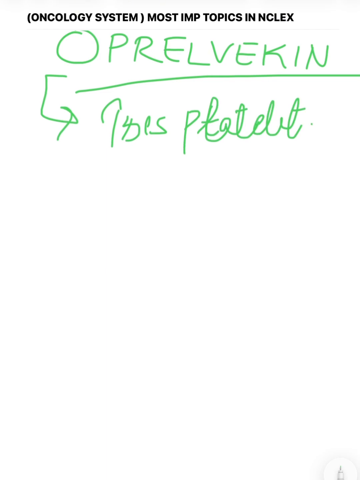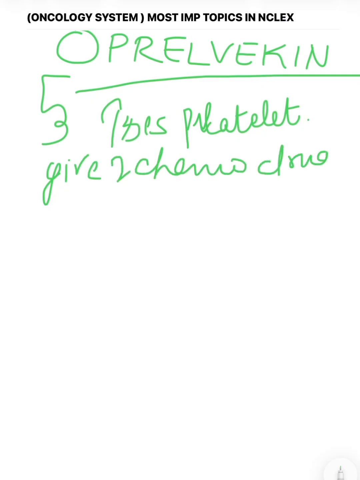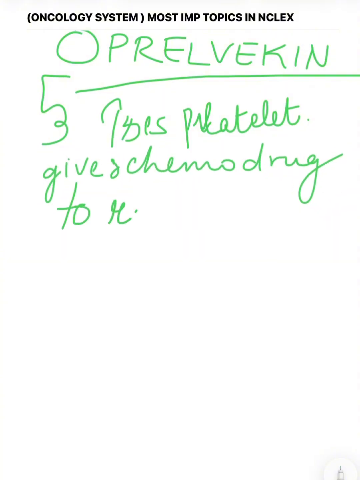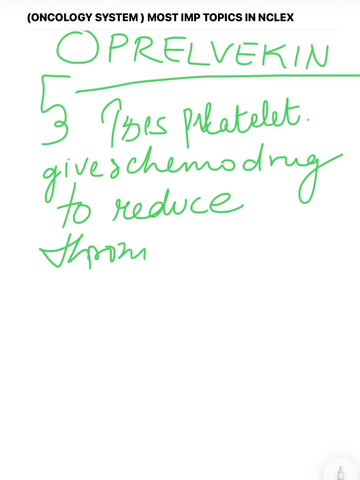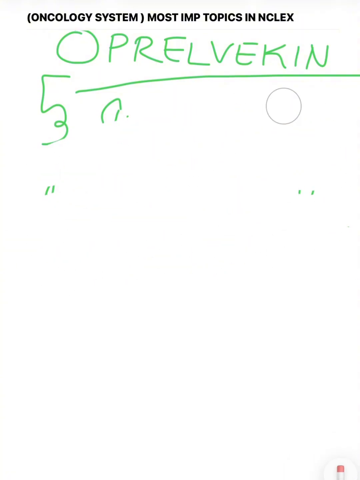So this drug increases platelet level, so there is risk of anaphylaxis and atrial fibrillation. Give with chemo drugs to reduce thrombocytopenia, and it increases only platelets, no RBCs, no WBCs. There is no increase in WBCs or RBCs. That is the oprelvekin medication.